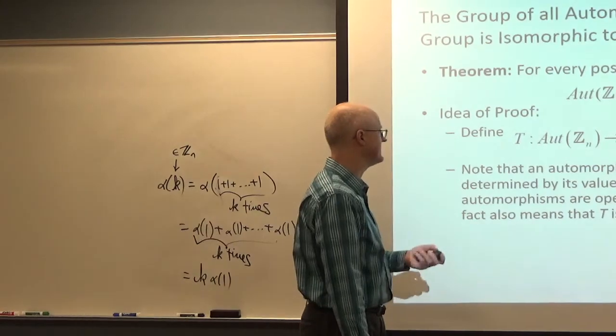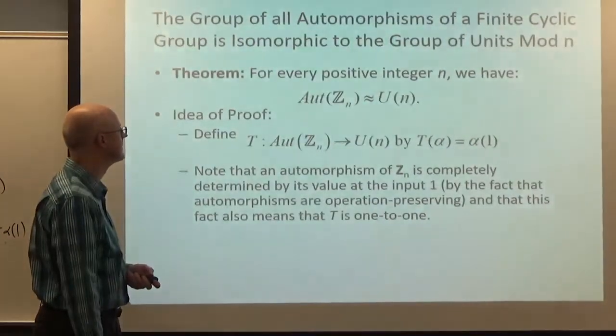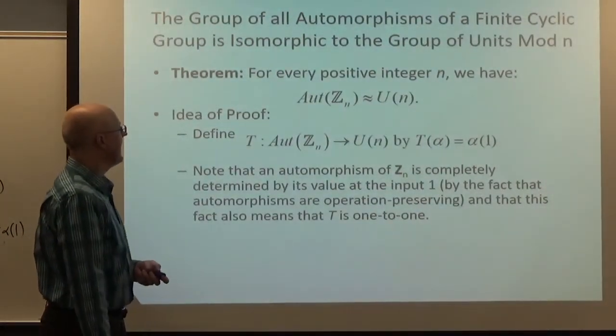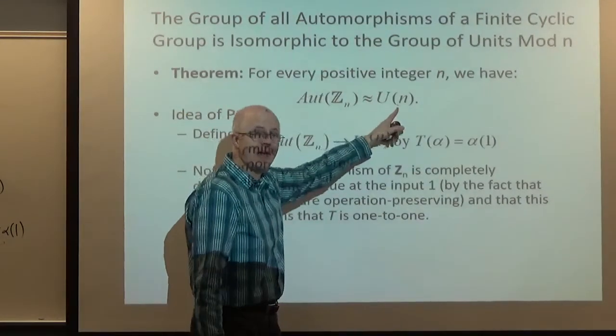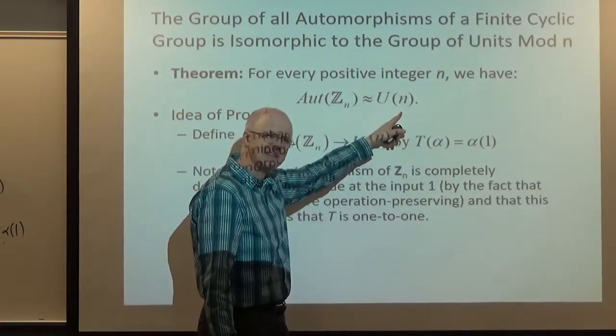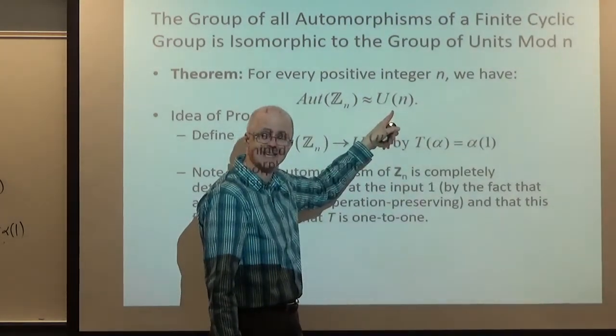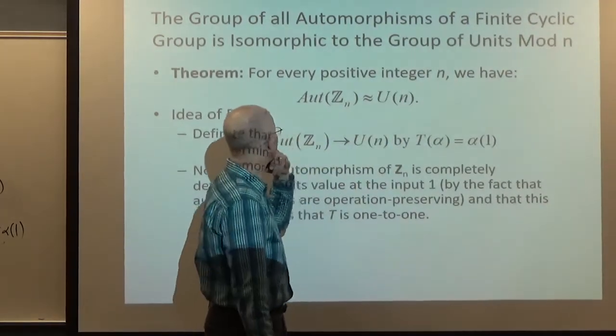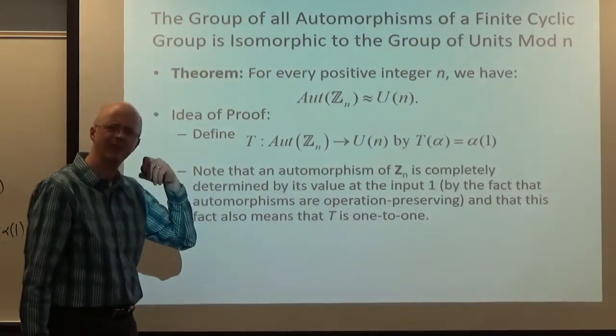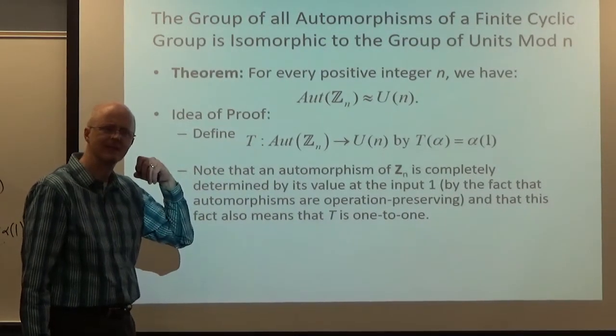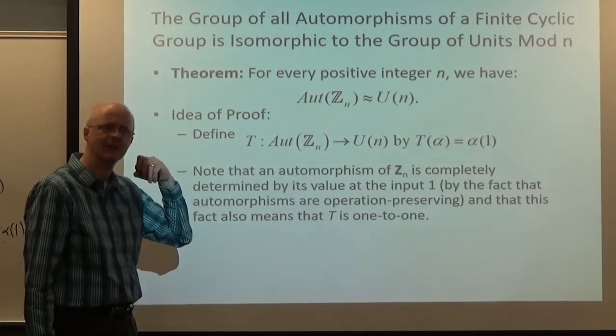And this fact also means T is 1 to 1. Alpha of 1 is going to be an element of Un. That would technically need to be verified, that really this is in Un, that it's relatively prime to n. Why would that have to be the case? That's not completely obvious, I don't think.